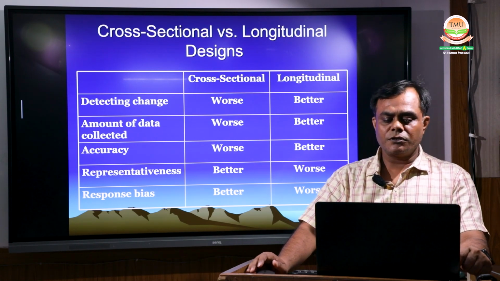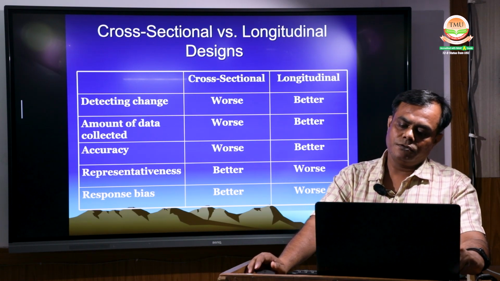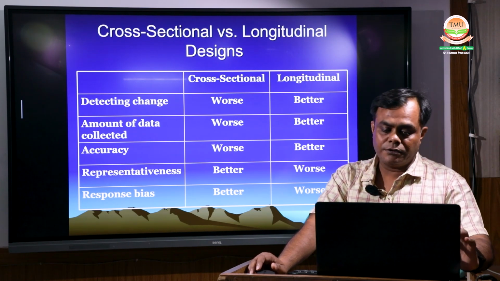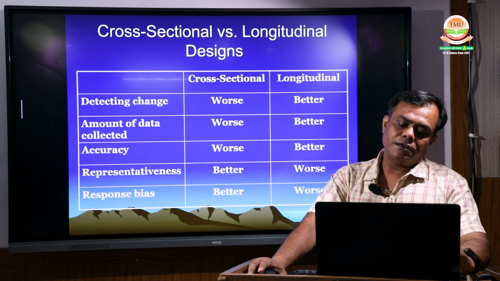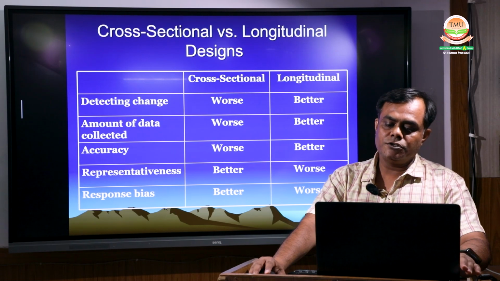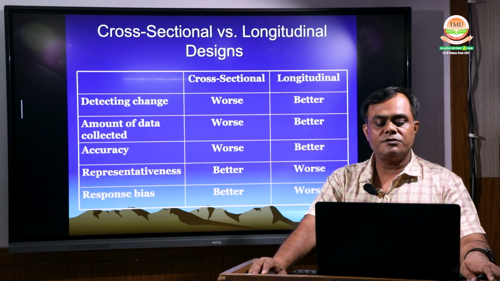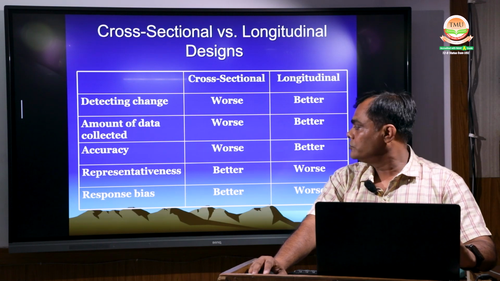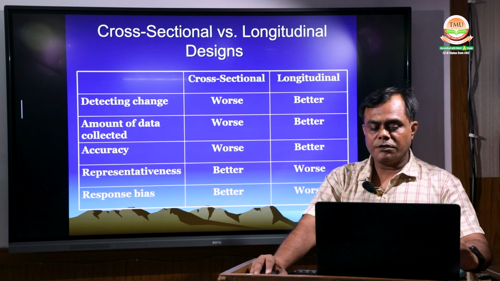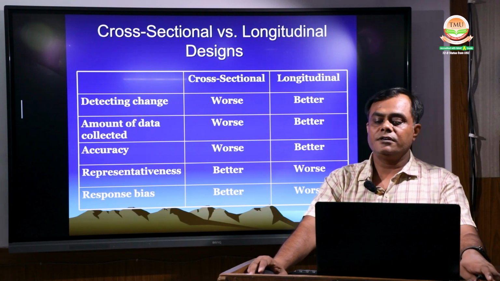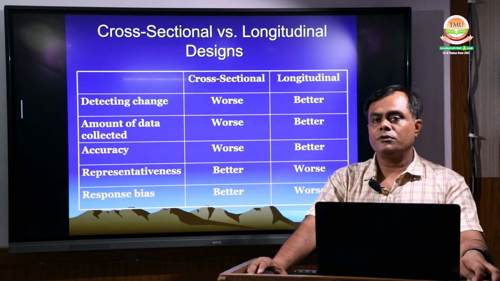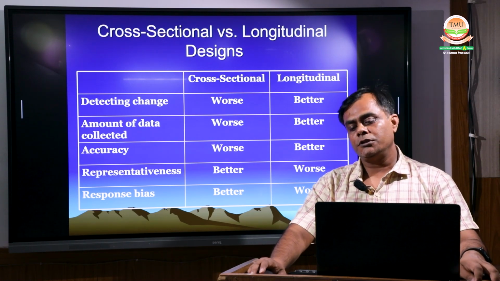On the basis of detecting the changes, cross-sectional is worse and longitudinal is better. Amount of data collected, cross-sectional is worse and longitudinal is better. Accuracy, cross-sectional is worse but longitudinal is better. Representativeness, cross-sectional is better, longitudinal is worse. Response fastness, cross-sectional is better, longitudinal is worse.